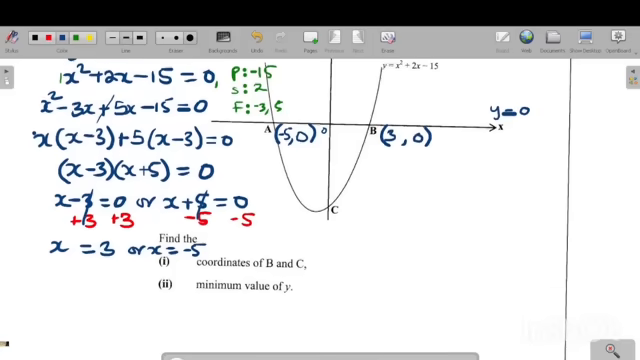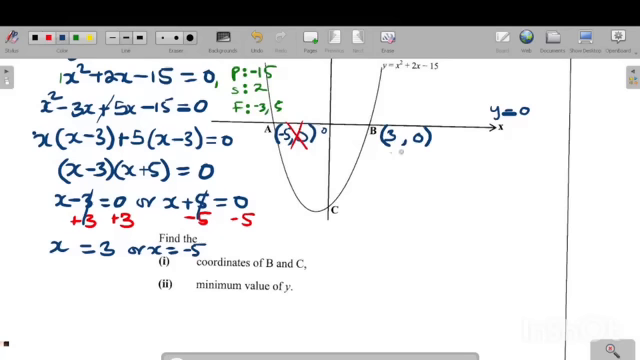All right. But in the question, they haven't asked us to find the coordinates of A. So meaning this is out, okay? Meaning this is out.